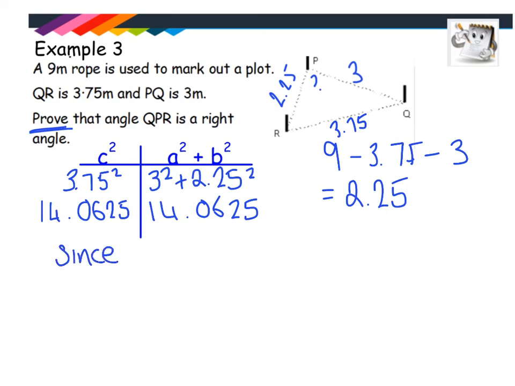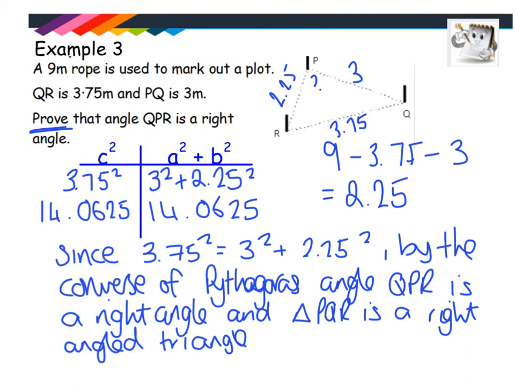So since, and I've just jumped ahead and written this in, since 3.75 squared equals 3 squared plus 2.25 squared, by the converse of Pythagoras, angle QPR is a right angle, because that's what the question was asking. And then I added in this last wee bit, that triangle PQR is a right angle triangle, but that's just me trying to cover my bases and make sure I've answered the question properly.